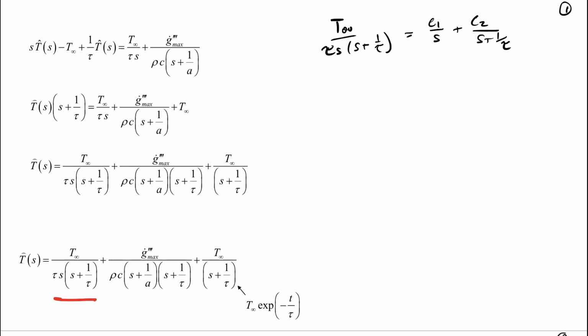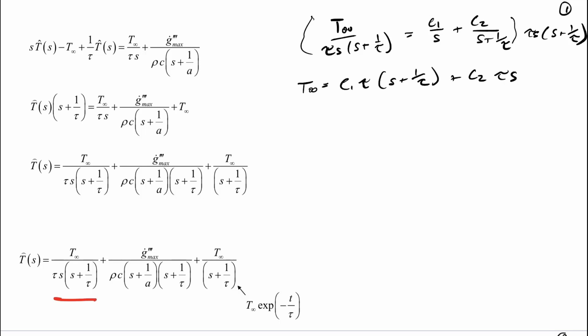Okay, so we want to go through and solve for these constants. To do that, we are going to start by multiplying this entire thing by the denominator on the left-hand side, which is tau s times s plus 1 over tau. And then that gives us this equation: T infinity is equal to C1 tau times s plus 1 over tau, plus C2 tau times s. And then we do a little bit of rearranging here. It looks like it's exactly the same thing.